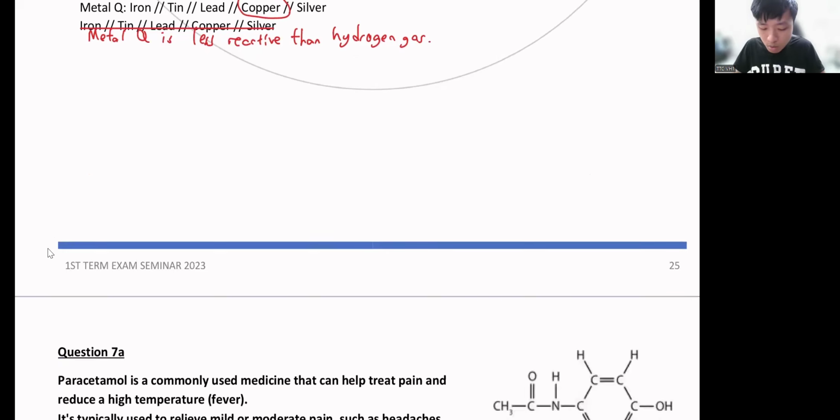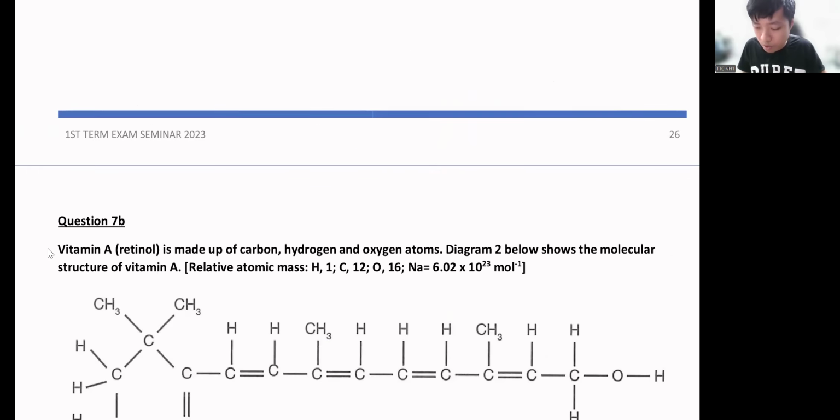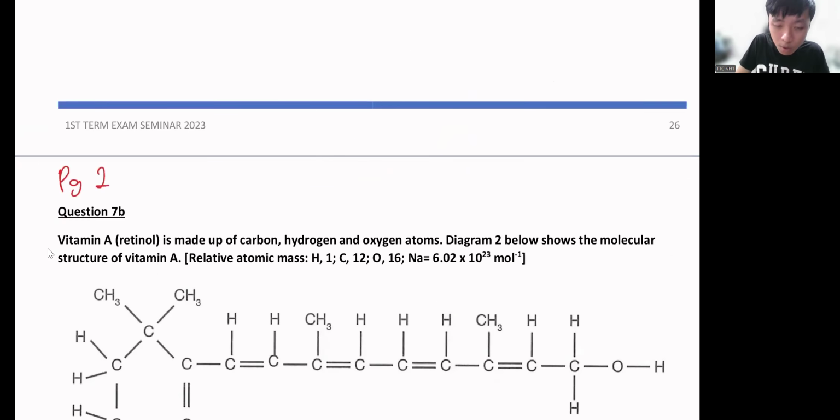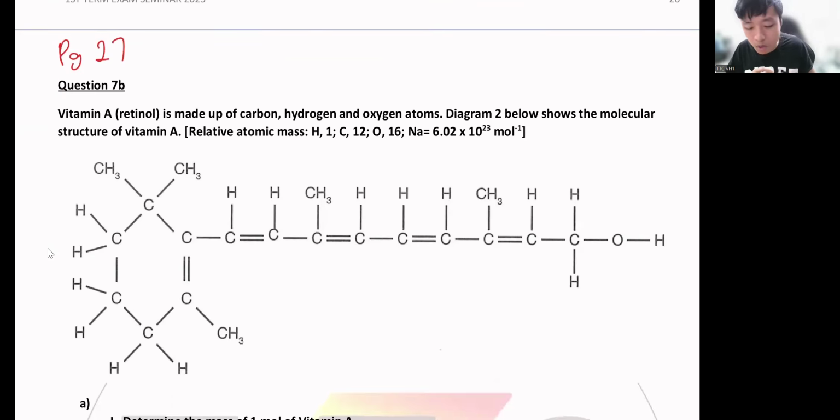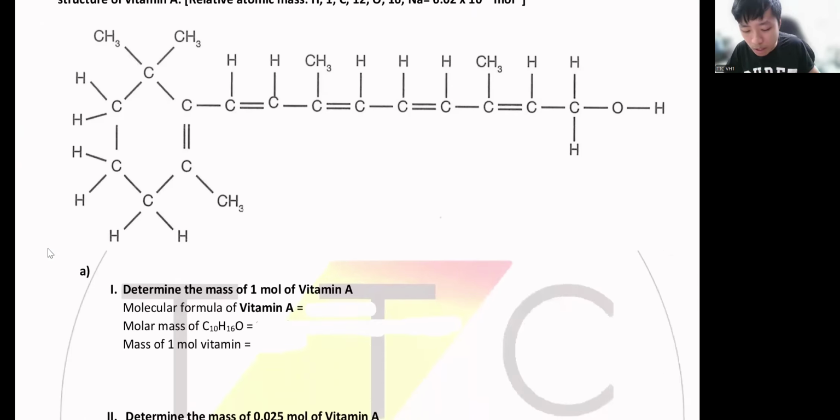So look at page 27. We do a bit of a different kind of question. Vitamin A, retinol, is made of carbon, hydrogen, and oxygen atoms. They ask to determine the mass of 1 mole of vitamin A. 1 mole means they ask the molar mass. They want to calculate the molar mass.